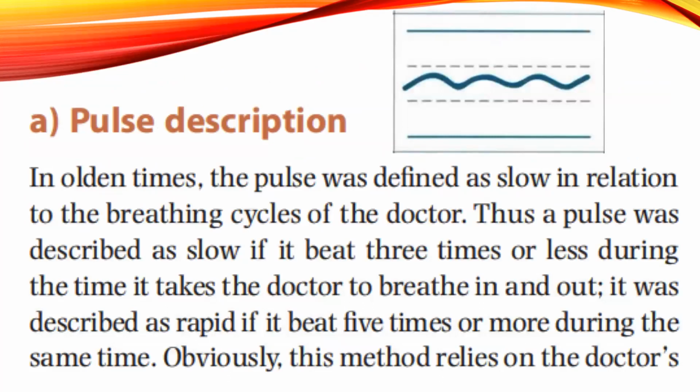So, pulse description po: in olden times, the pulse was defined as slow in relation to the breathing cycles of the doctor. Noon po daw, ang pinagbabatayan, yung hininga ng doktor o kasi yung acupuncturist. Dapat healthy sila, no? Para normal yung breathing. Thus, a pulse was described as slow if it beat 3 times or less during the time it takes the doctor to breathe in and out. So, yun, pinagbabatayan nila yung hininga ng manggagamot. Noong unang panahon yun. It was described as rapid if it beat 5 times or more during the same time.